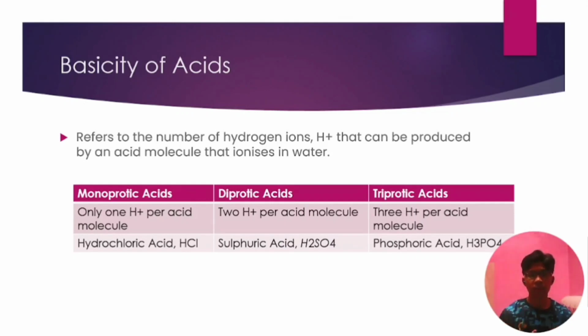So, what do you guys need to know about this? Mono means one. So, monobasic acid only has one H+ per acid molecule. For example, we have hydrochloric acid. Next, for dibasic acid, we have two H+ per acid molecule. For example, we have sulfuric acid. Lastly, we have tribasic acid, which has three H+ per acid molecule. For example, phosphoric acid.